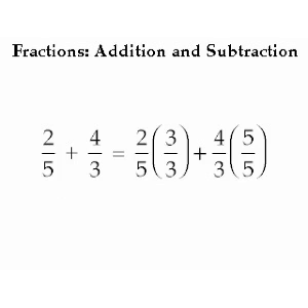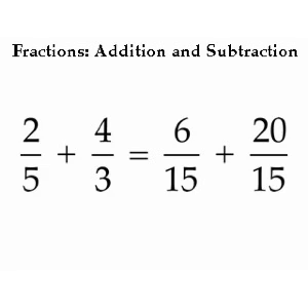So we're going to multiply 2/5 by 3 over 3. 3 over 3 reduces to 1, so when we multiply by 1, we do not change the number, we just change the form of the number. For the second one, 4/3, we have to multiply by 5 over 5. So once we do that, we're going to get 6/15 plus 20/15.